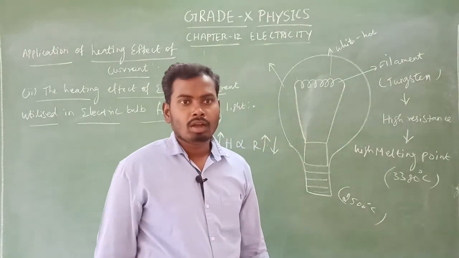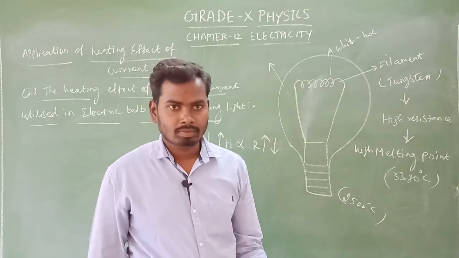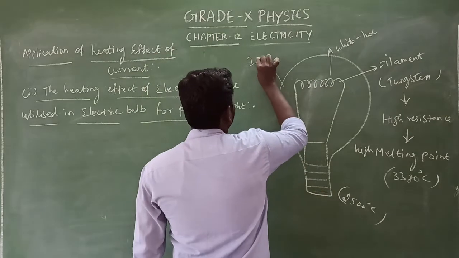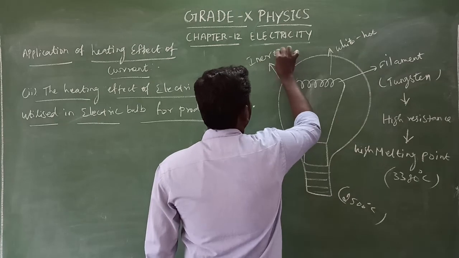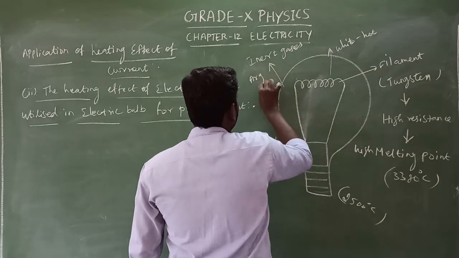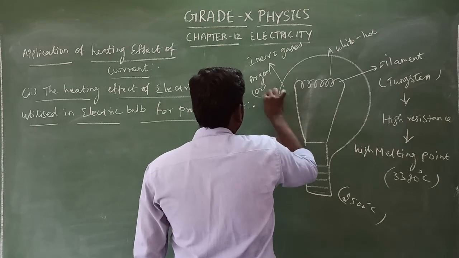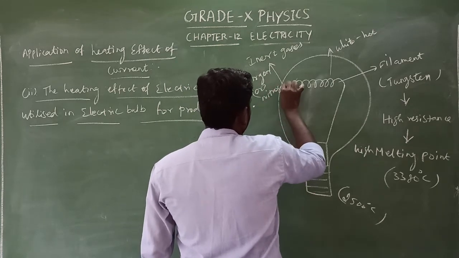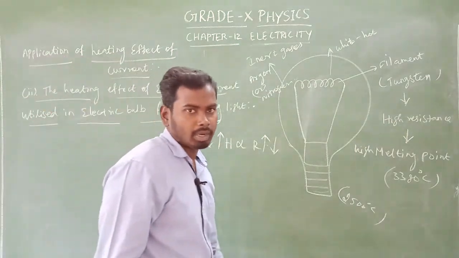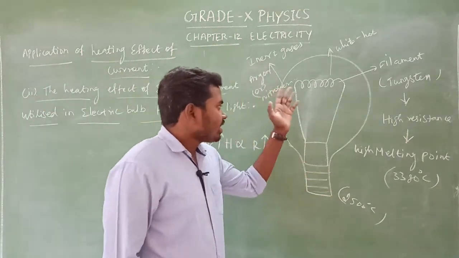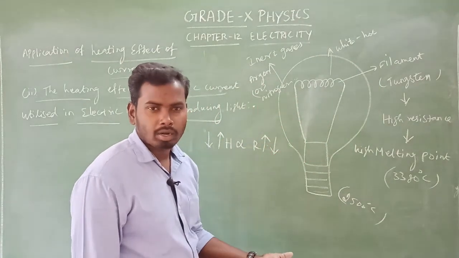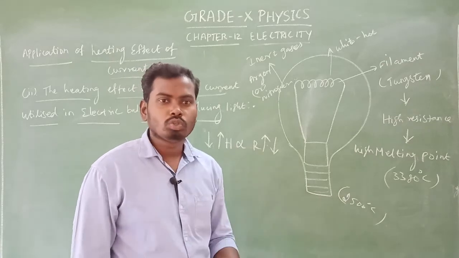But note this point, inside the bulb there will be non-reactive gases, which means inert gases. The inert gases such as argon or nitrogen. Nowadays nitrogen is also used. So inside the electric bulb there will be inert gases such as argon, xenon, krypton and so many things. Nowadays nitrogen is also used to fill the electric bulb.